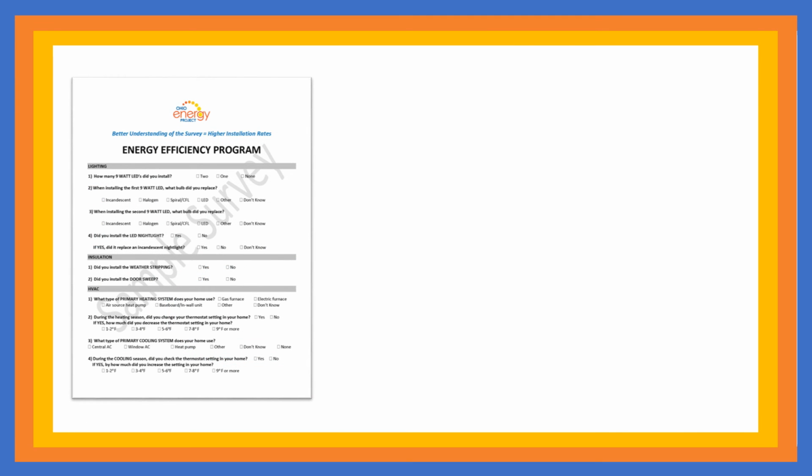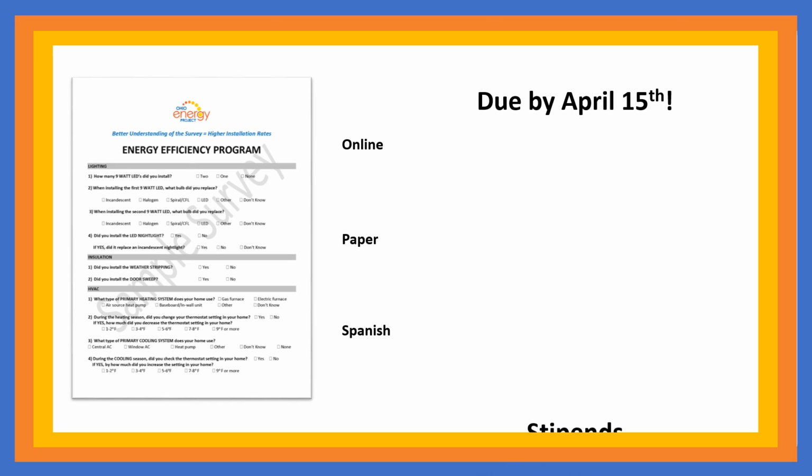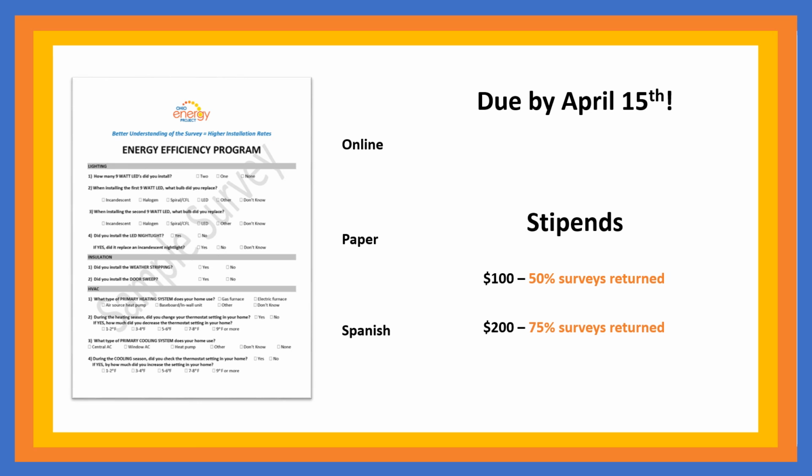The Family Installation Survey will work the same as last year. It will be available online, or you can choose to print out paper copies for your class. Copies are also available in Spanish. Surveys are due by April 15th. Stipends and following year program eligibility will again be based on survey return. You will receive $100 if you return 50% of your surveys, and $200 if you return 75% of your surveys.